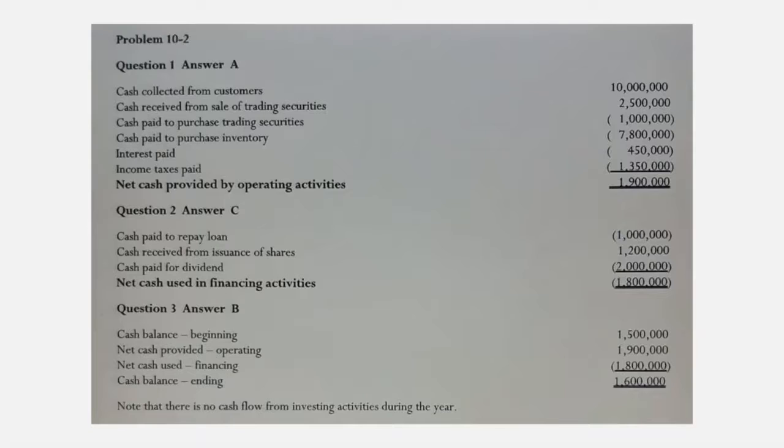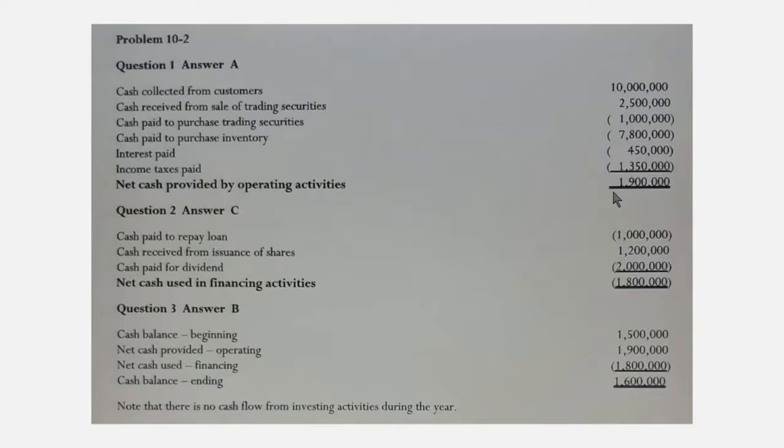Issuance of shares. Shares is under equity, so that's financing. And then dividend. Dividend is related to financing. So that's financing activity. Income taxes is under the income statement. Therefore, that's operating. And then purchase of trading securities. Trading securities is a current asset. So therefore, under operating. So again, you need to be very careful. If it's a receipt, that's positive. If it's a payment, that's negative.